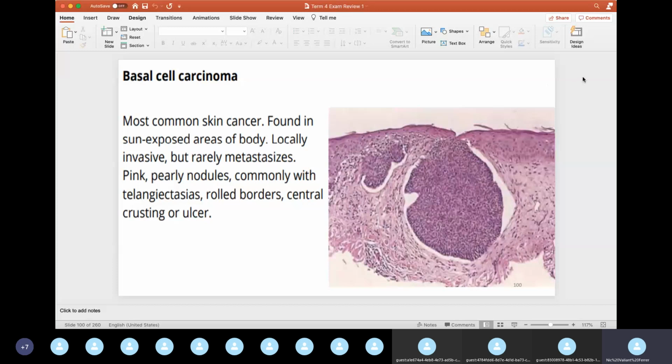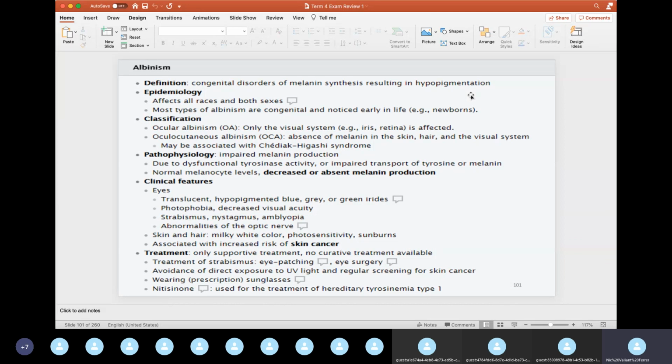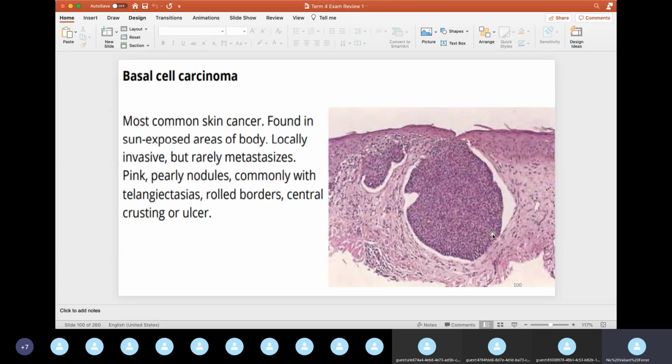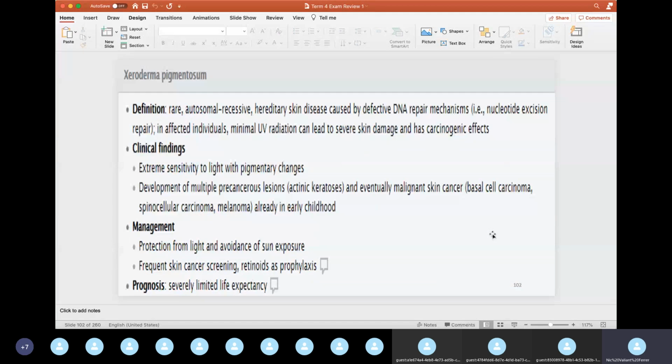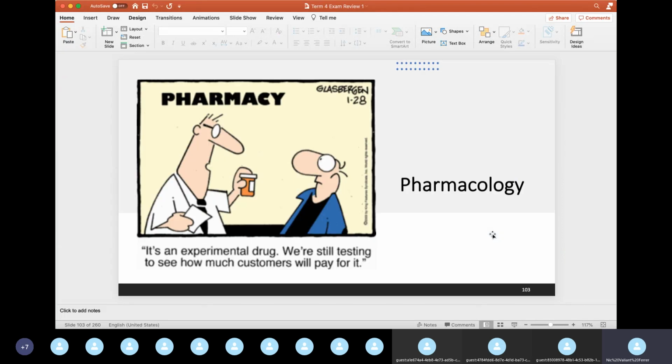Okay, so how about in squamous cell carcinoma? What can we see? Keratin pearl. Keratin pearls. Good job. Albinism, tyrosinase, right? Don't forget that one. Associated with Chediak-Higashi. There's something wrong with the LYST gene. Xeroderma pigmentosum, nucleotide excision repair, right? I think that's it. Let's take a break.